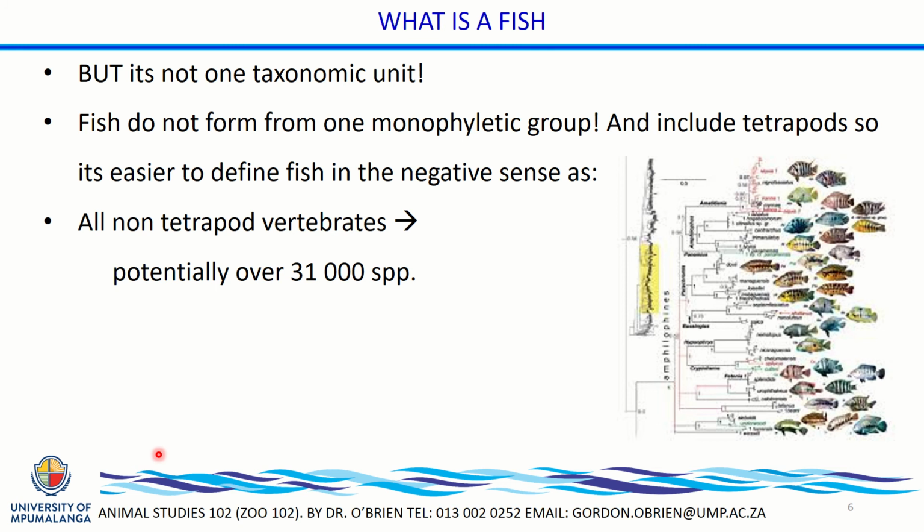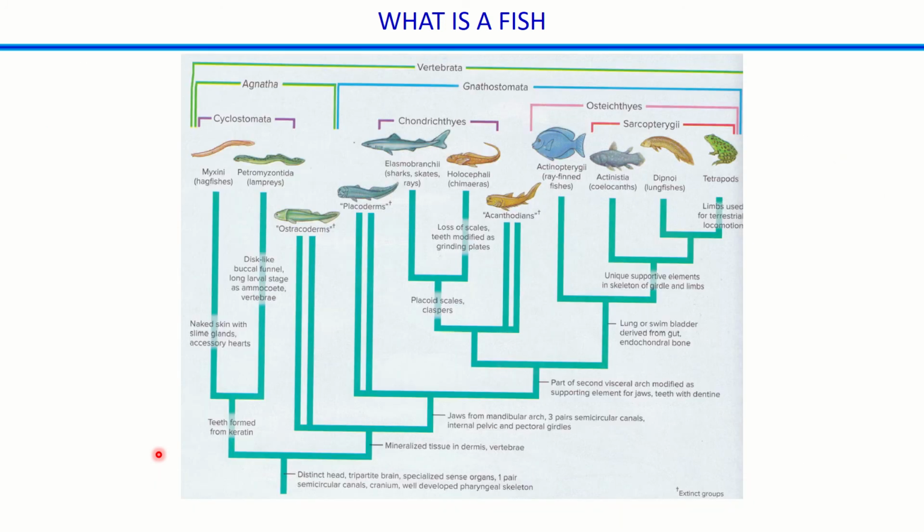Okay, so for fishes, if I can use the same argument, for fishes, it's very difficult to prove exactly what a fish is because it includes the other tetrapods, for example. So let's look at what fish are not. And we can reach consensus that all non-tetrapod vertebrata can be considered to be fish. Okay, so let me show you.